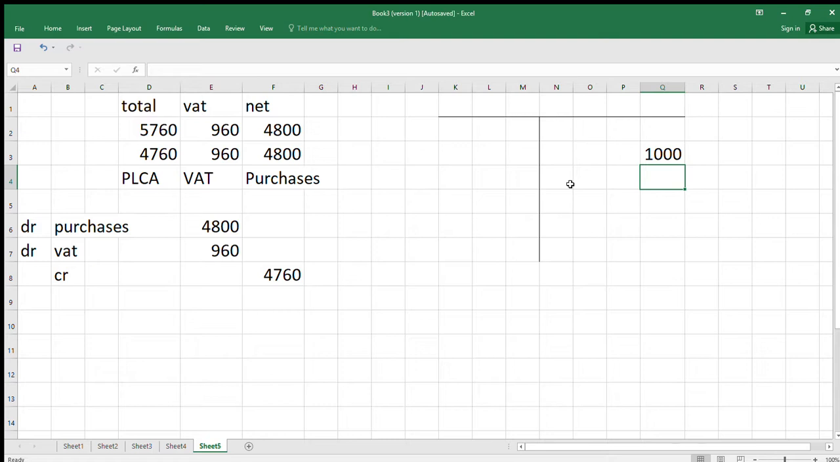Okay, to remove the incorrect entry, the incorrect entry is going to be debit 4760. Let's see what we've got, which is what they're going to use, the purchase ledger control account. Oh, purchase ledger control.